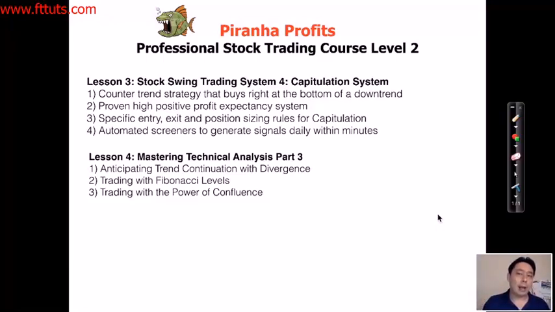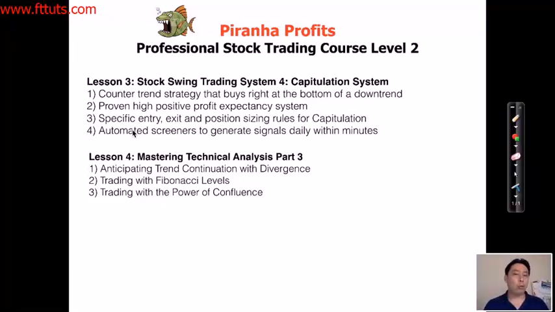So when are there no more sellers left? When the last few people holding the stock have given up and have sold the stock. And we call that capitulation. To capitulate means to surrender, to give up. And that's exactly when we are going to buy, when everyone else gives up on that stock. Okay? So again, it's a counter trend strategy that buys right at the bottom of a downtrend when everyone gives up, capitulates. It's a proven high positive profit expectancy system like every other system. You learn specific entry, exit, and position sizing rules. And again, you'll be given all these scripts to automatically screen for these trades every day.